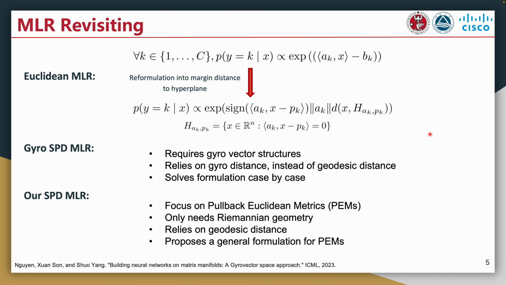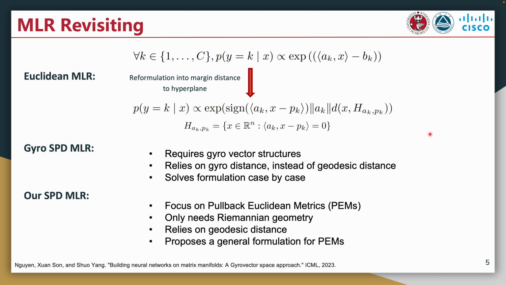Here is the Euclidean MLR. Previous work has the Euclidean MLR composed of the FC layer and the softmax. Previous work has also reformulated the Euclidean MLR by the distance to the hyperplane. The zero SPD MLR has extended the Euclidean MLR into SPD manifolds by geostructures, but the geostructure was induced from the Riemannian geometry, and also not every metric has a geostructure.